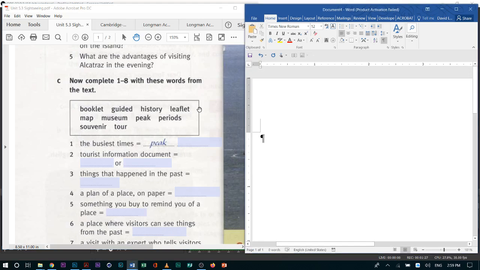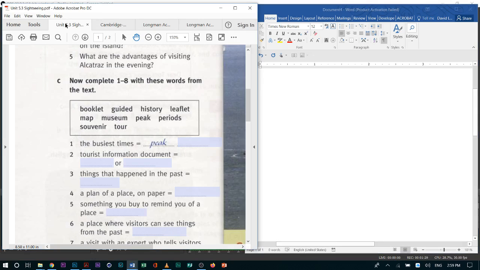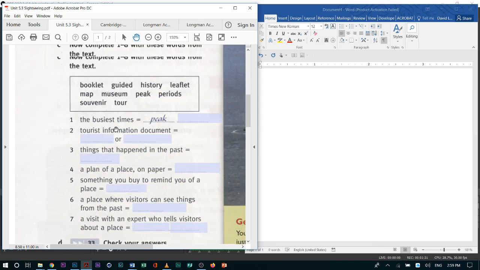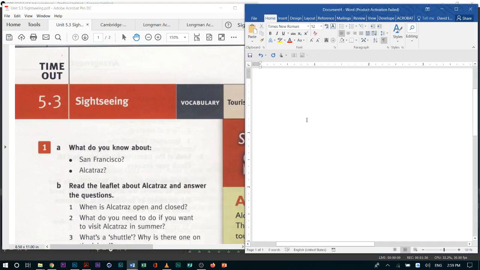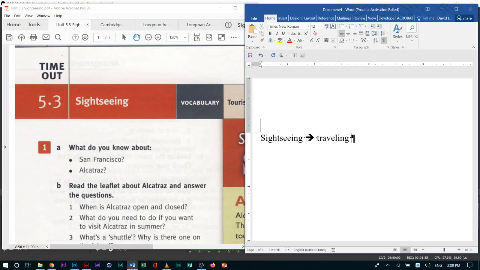So continuing with this, everyone please open up your book to Unit 5.3, Sightseeing. For American English, when you go sightseeing, it just means the same as going traveling. We go traveling, we go sightseeing. That means we leave one area and we go into the next one.